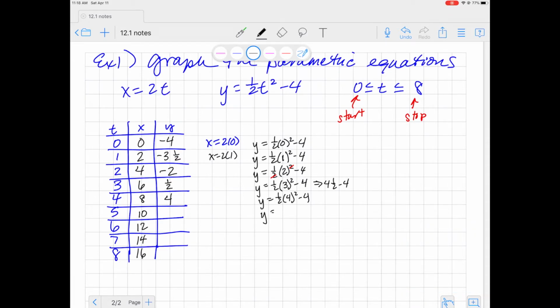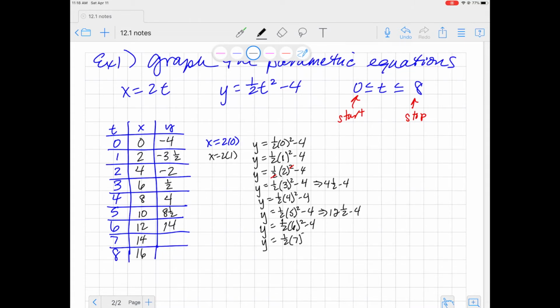Then do 5. Y is equal to 1/2 times 5 squared minus 4. So 25 halves is what? 12.5? So 12.5 minus 4 is going to give me 8.5. Okay. 1/2 times 6 squared minus 4. So 6 squared is 36 divided by 2 is 18 minus 4. So the evens are nice because they work themselves out.